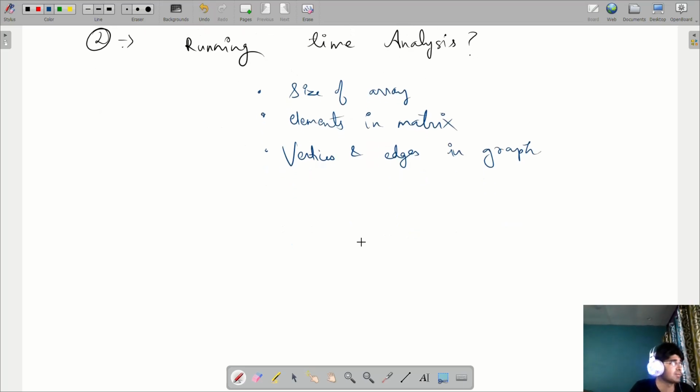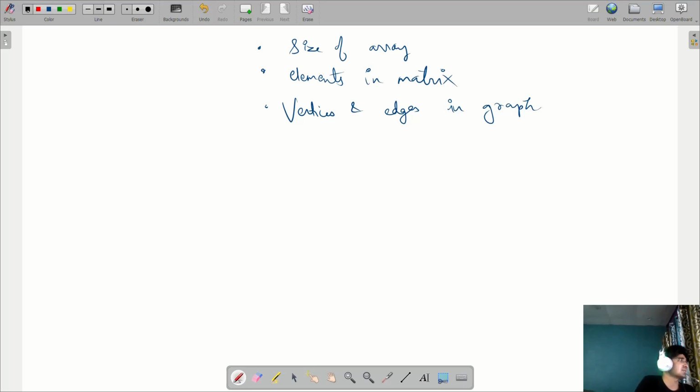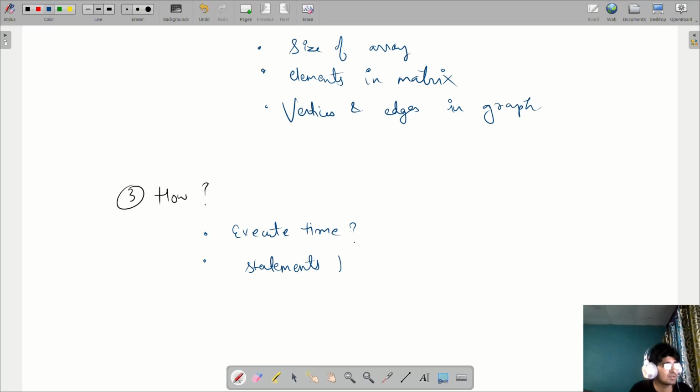So how do we compare those algorithms? The third question is, how do we compare the algorithms? To compare algorithms, we need to define certain objective measures. Number one is how much time it takes to execute. Second is the number of statements to be executed. Number three can be, what is an ideal solution?